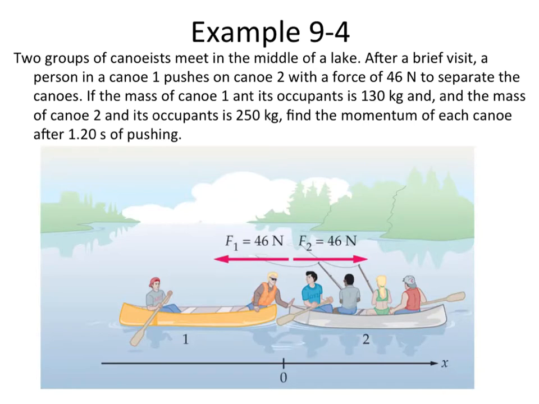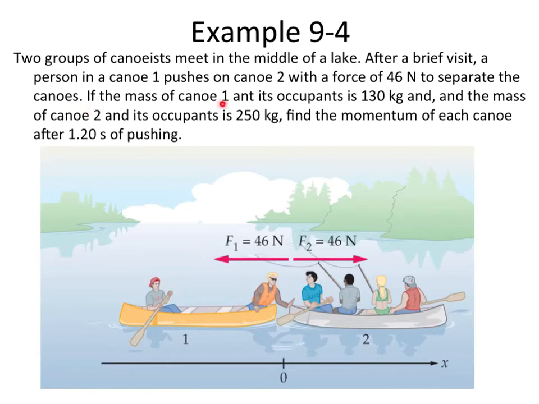So the first thing I'm going to do is shrink this down a little bit. Well, let's read it first and then I'll shrink it down. Two groups of canoeists meet in the middle of the lake. All right, so they're meeting here, not doing anything. They're just talking. And then after they're done talking, there is a push between them. One person pushes off. We call this the force from him on canoe 2. But while he's pushing, he also feels a push back from canoe 2. And that's the force that he and canoe 1 are going to be feeling. So both canoes feel the same force, 46 newtons.